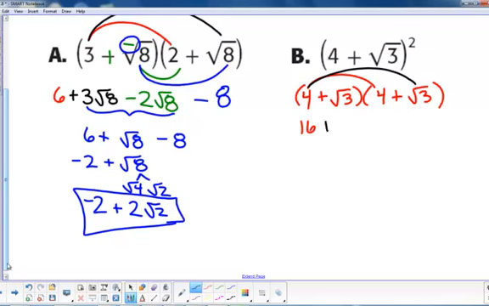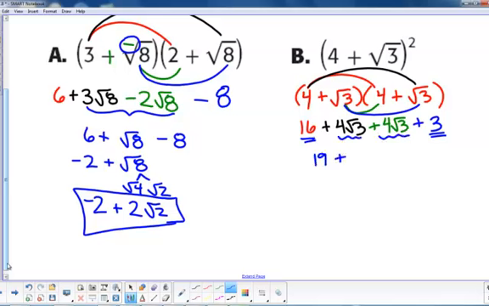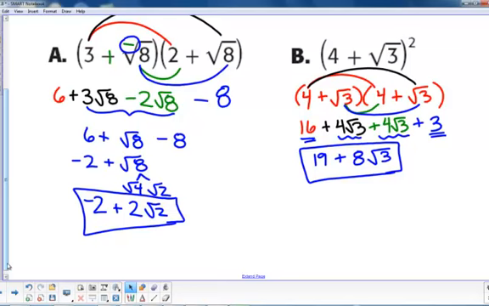4 times root 3, 4 root 3. Root 3 times 4, another 4 root 3. And root 3 times root 3 is root 9, which is just 3. So we have 16 plus 3 is 19, plus 4 root 3 and another 4 root 3 is 8 root 3. Root 3 is not simplifiable, so we're done.